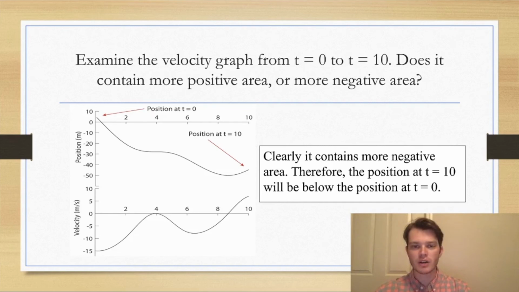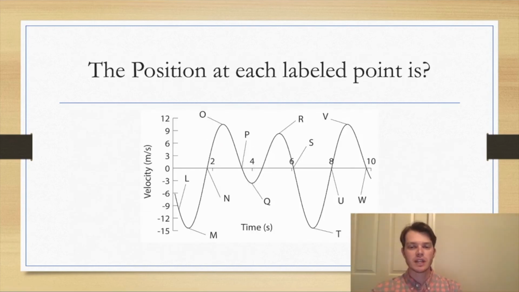Now let's go on to our last question. Position at each labeled point is... So here we have a velocity time curve, and we're asked to integrate up to position. So let's go ahead and split our graph into two regions, a positive and a negative. If we are positive, then our position would be increasing. If we are negative, we would be decreasing. If we are 0, then we would have a horizontal slope.